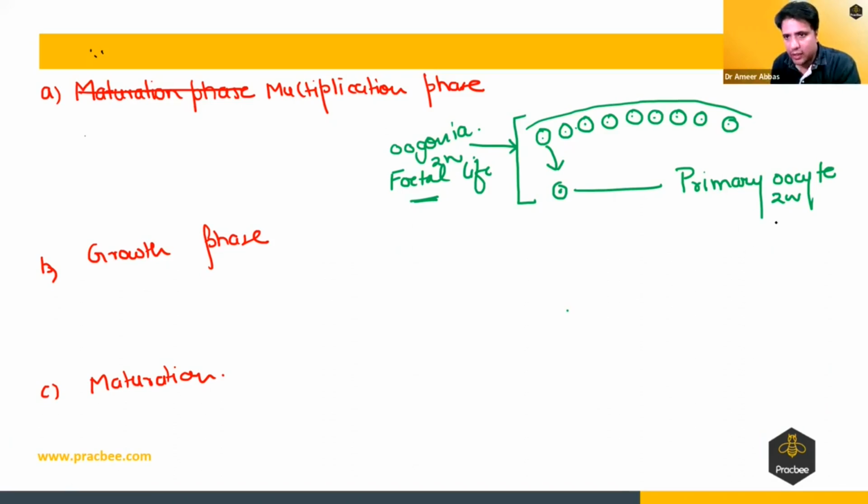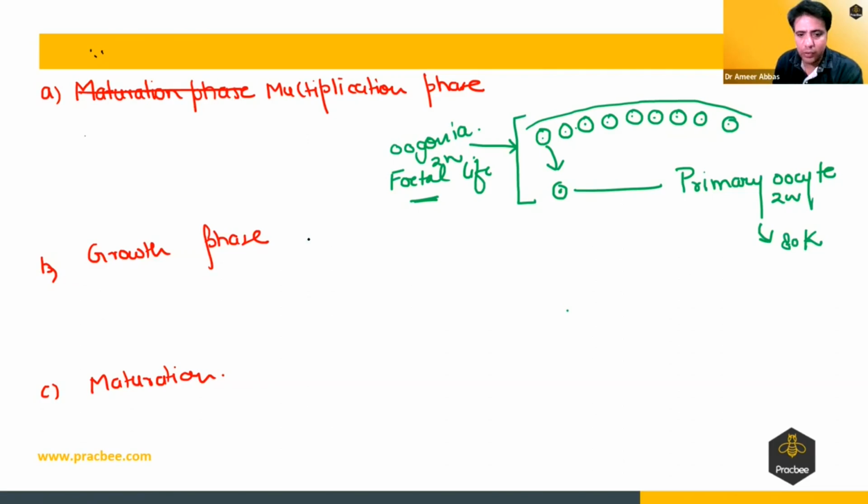So at the time of birth, we have 80,000 primary oocytes or primary follicles, we say. What happens to the others? They degenerate. And this degeneration is known as follicular atresia.